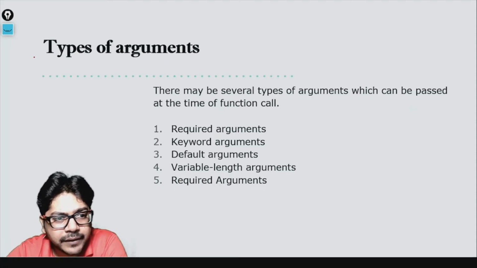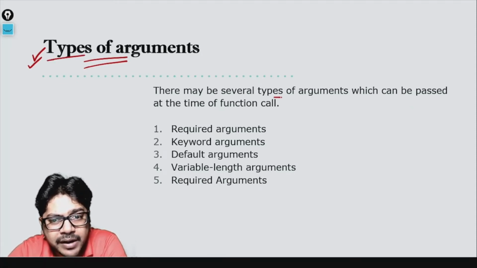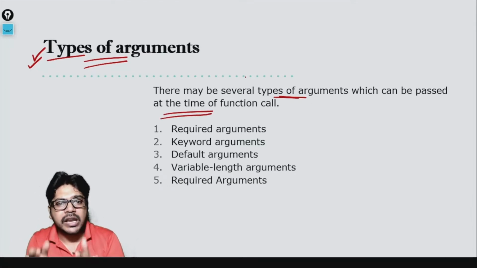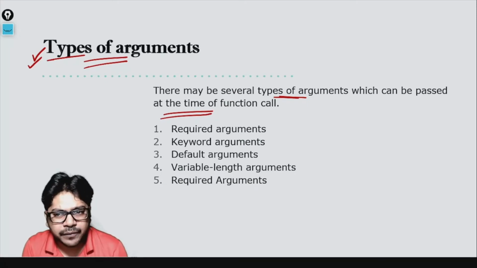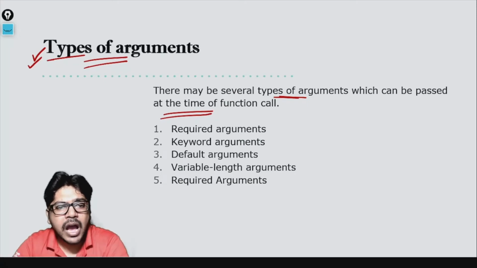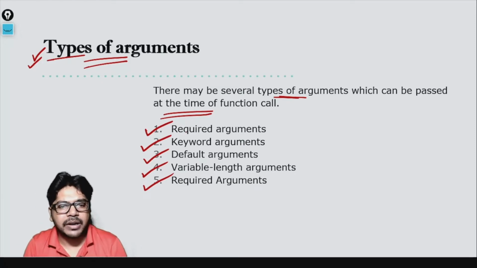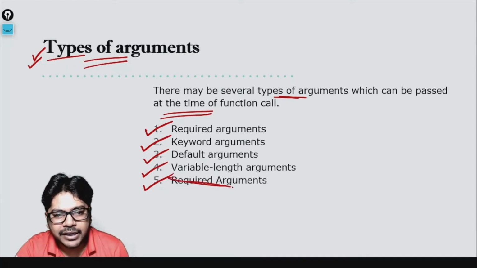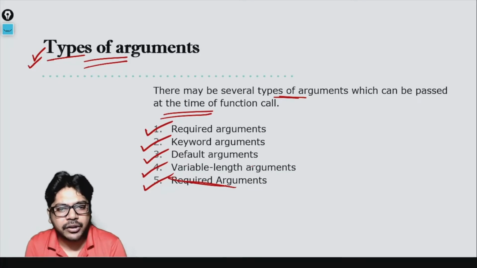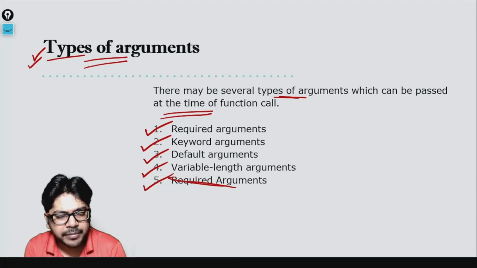Now let's proceed further to the next topic that we have, which is types of argument. There may be several types of argument which can be passed at the time of function call. When you are calling a function, you can have different types of argument which you can pass. Out of them, the first one is required argument, then we have keyword argument, then default argument, and variable length argument. So basically we have required argument, keyword argument, default argument, and variable length argument. These are the 4 different types of argument that you have.